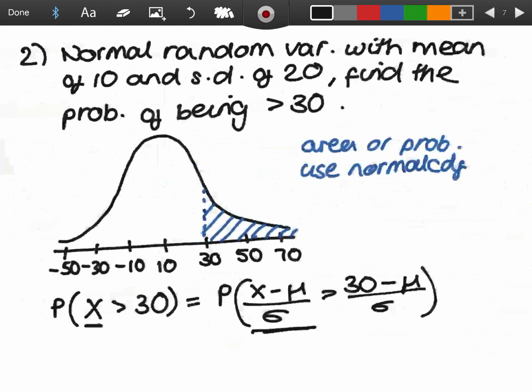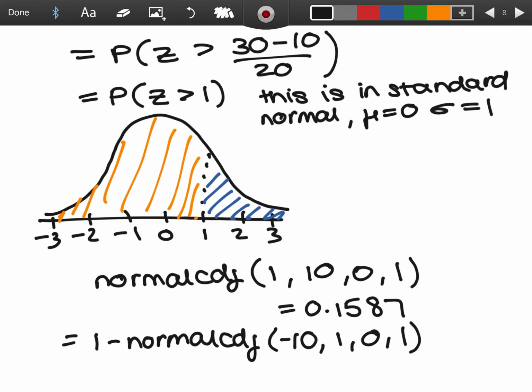I've taken my data that was in normal distribution. I have converted it to standard normal distribution. Once I'm in standard normal distribution, I know I've got a mean of 0 and a standard deviation of 1. I've got my lower bound of 1, and I now know I can use my upper bound of 10.